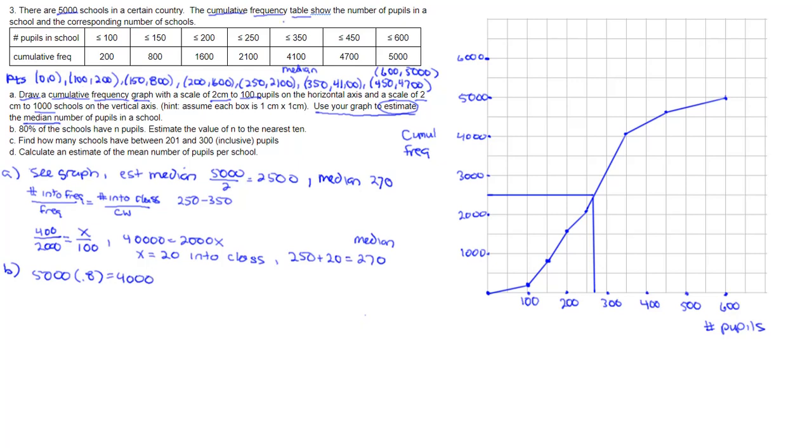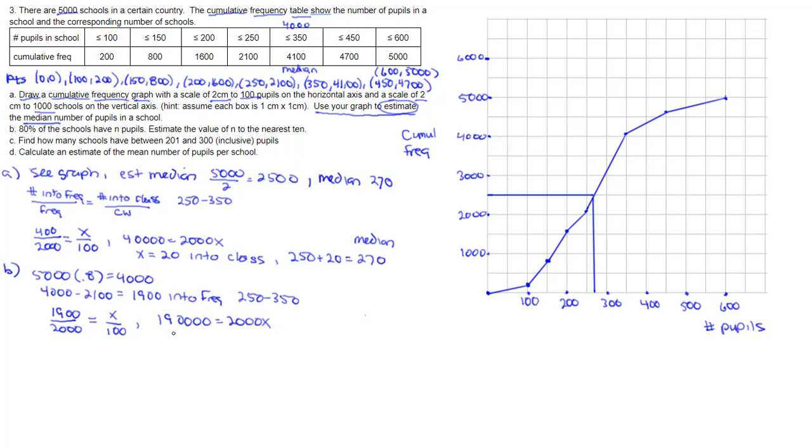In B, it says find n. It says 80% of the schools have n pupils. Estimate the amount of n. Well, if we multiply 5,000 times 0.8, we get 4,000. And then if I go ahead and try the same thing we did a minute ago, I'm going to end up with this. So let's take a closer look to see where these numbers came from.